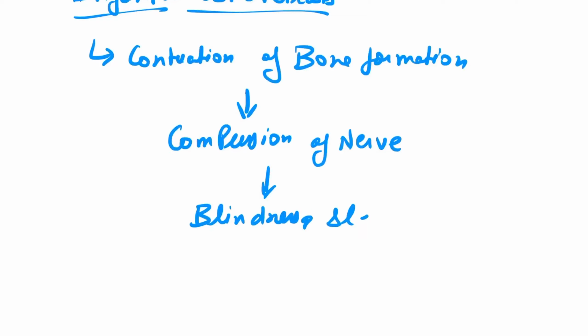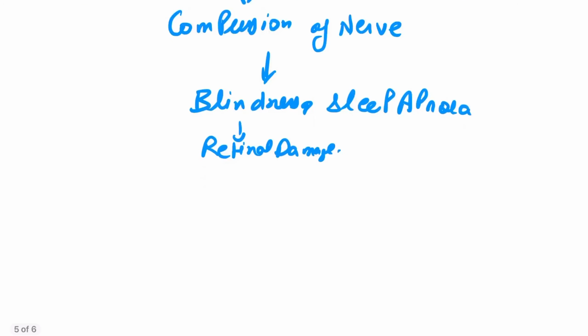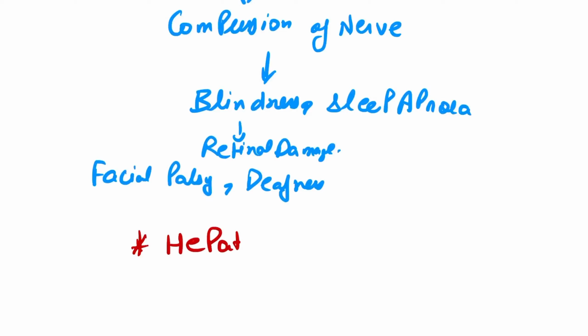Other features will be like sleep apnea. The baby will have difficulty in sleeping, and blindness will be due to retinal damage. There will be facial nerve palsy also, deafness. Now I have already told you that there will be defective blood supply of the bone, and if there is defective blood supply of the bone, there will be a load on the liver, so it will lead to hepatosplenomegaly.